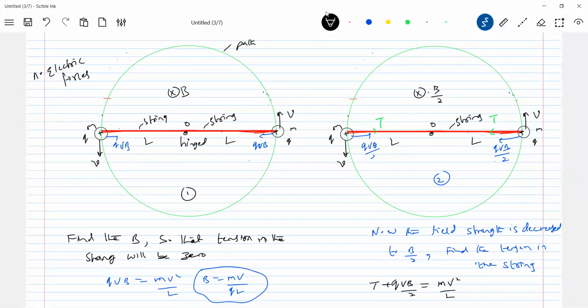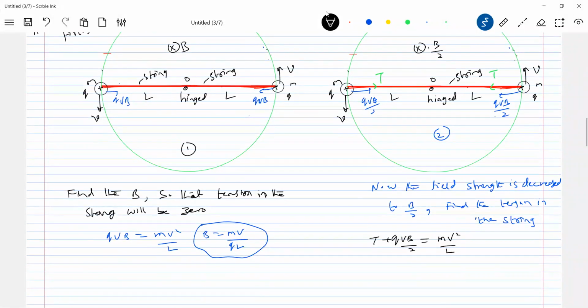Okay, some questions have connected strings, friction, anything. It's a very generalized topic. Only the Lorentz force F equal to QVB is what you must know. For the rest, they can bring any basic situation. So QV by 2, B is what? mv by QL. Tension is equal to mv square by 2L.